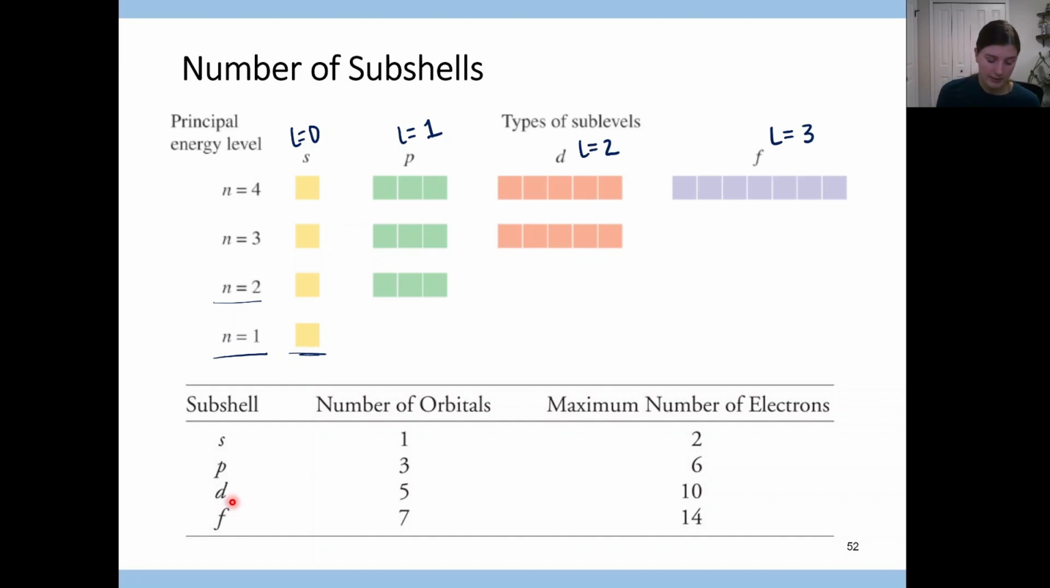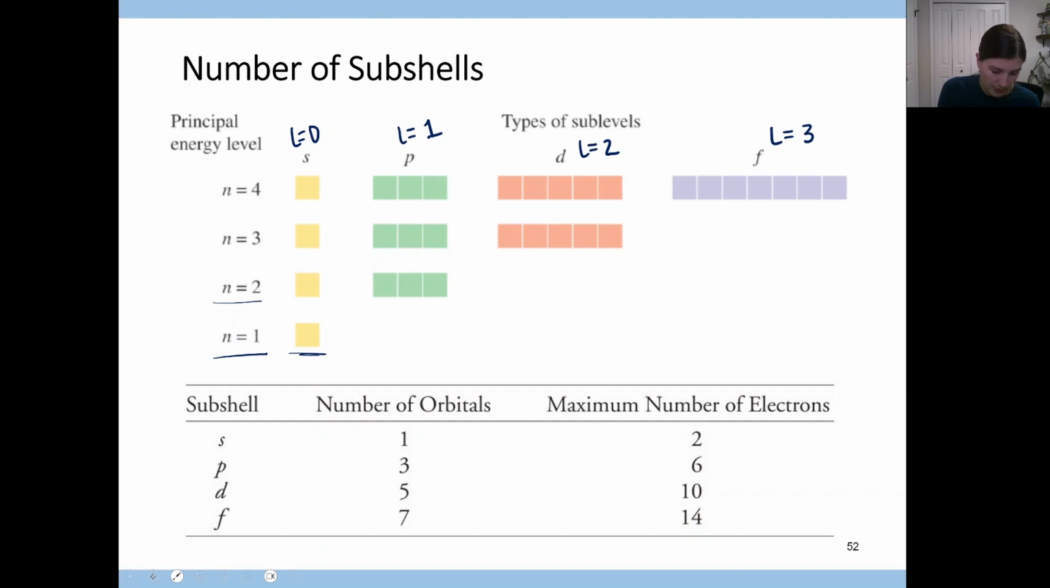So we said that, for example, in the d subshell, there are 5 orbitals in different orientations. Since each orbital can hold 2 electrons, then in the d subshell, there can be 10 electrons held there.